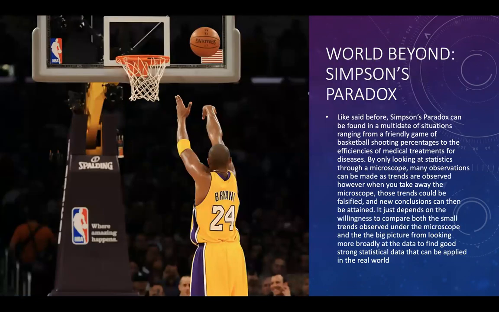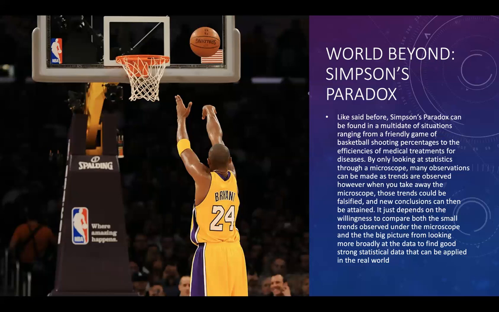This is basically explaining where you can find this in everyday life. Simpson's paradox can be found in a multitude of different situations, ranging from a friendly game of basketball, like I just explained, to the efficiency of medical treatments for diseases, such as cancer or small cell lung cancer. By only looking at statistics through a microscope, many observations can be made or trends observed. However, when you take the microscope away and look at the bigger picture, maybe some of those trends are falsified and new conclusions are made.